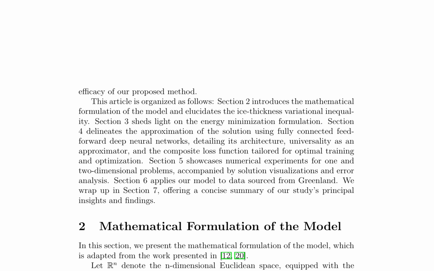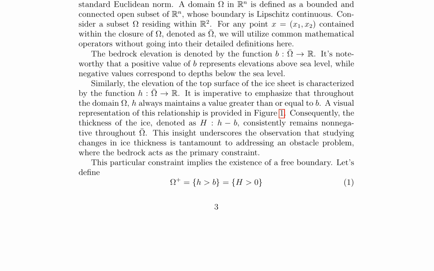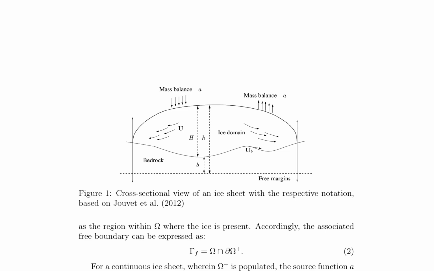of the ice sheet is characterized by the function h, which always maintains a value greater than or equal to b. The thickness of the ice, denoted as H, is non-negative throughout the domain omega. The relationship between h and b implies the existence of a free boundary, defined as omega plus equals {h greater than b} equals {H greater than 0}, which separates the region where the ice is present from the region where it is not. The associated free boundary is expressed as gamma f equals omega intersection partial differential omega plus.